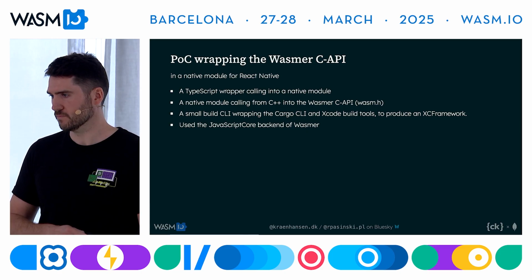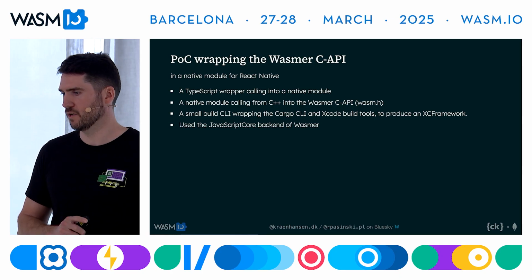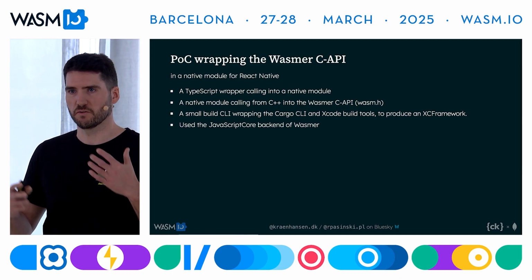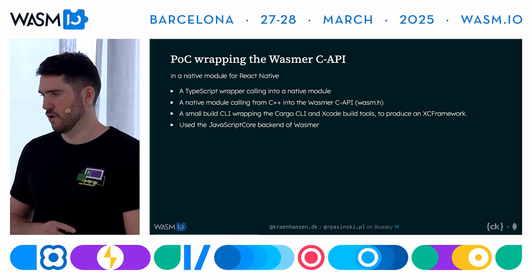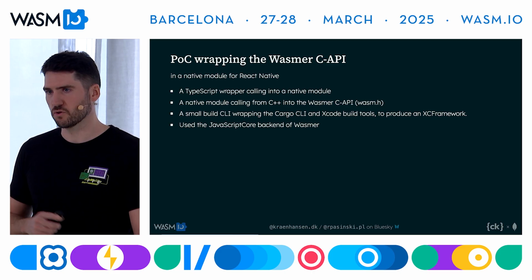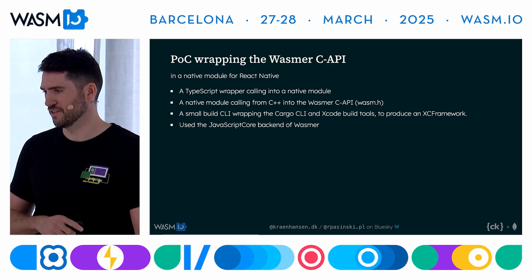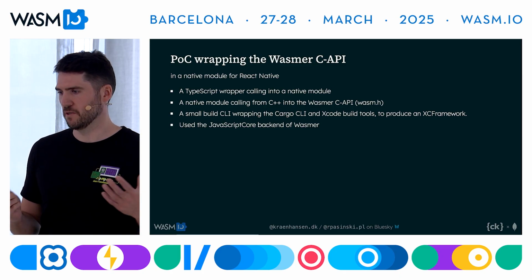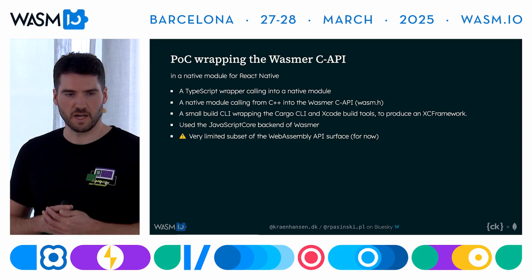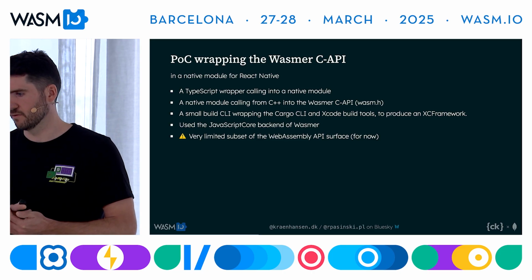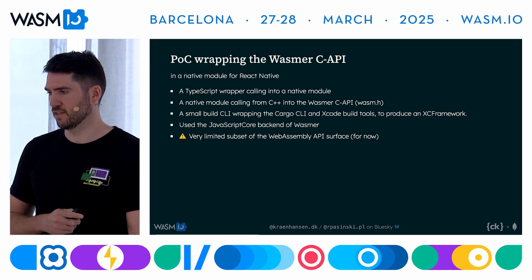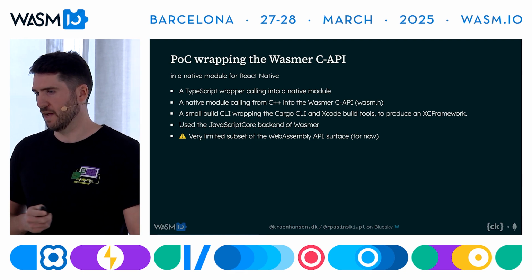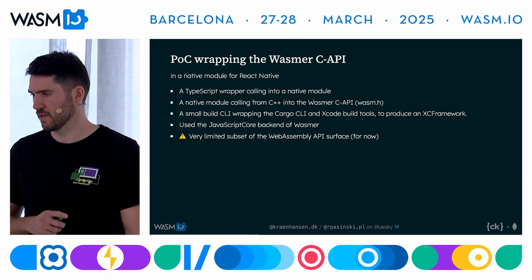And I used the JavaScript Core backend for Wasmer, trying to figure out the different options for the different backends, and this was what I found most performant. And talking to Cyrus at the conference, the previous talk, it might not be the best thing for production apps because of limitations on the Apple platforms, and maybe it could be superseded by the V8 backend. So I haven't spent much more time looking into that.